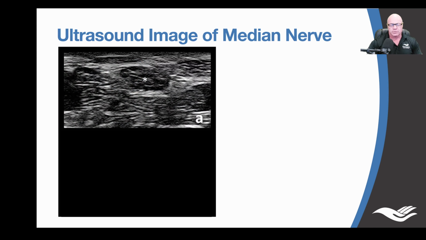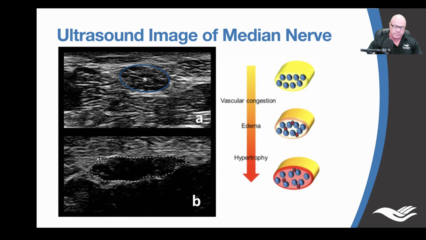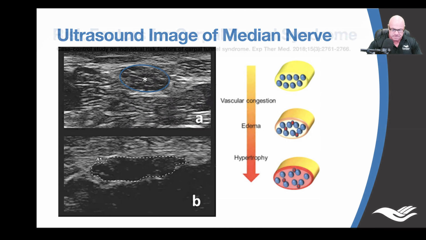So ultrasound of the nerve looks like this, where it's nice and round here on the top of a normal, and on the bottom we see this enlarged cross-sectional area consistent with carpal tunnel syndrome. And on the right here you see why. There's a congestion of the nerve fiber that causes this increased size.